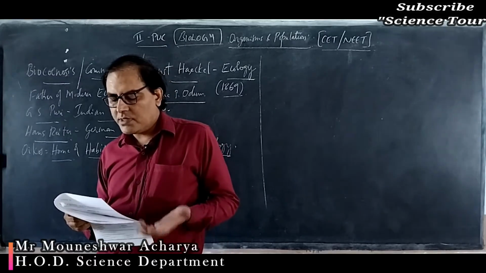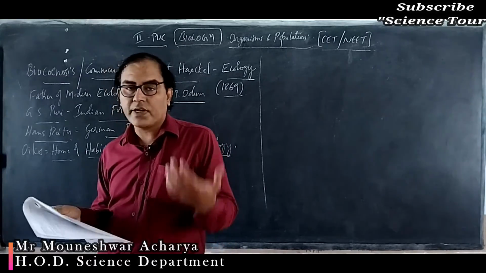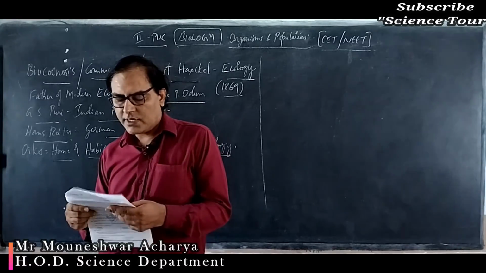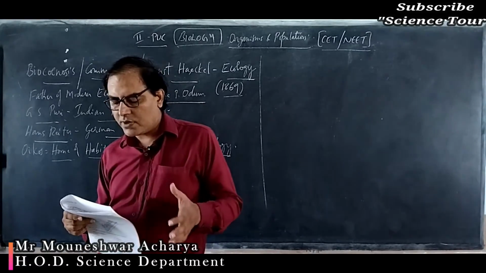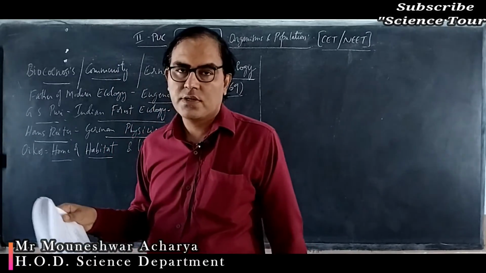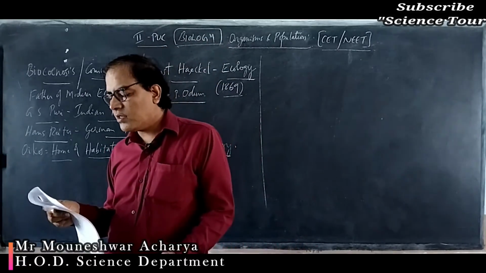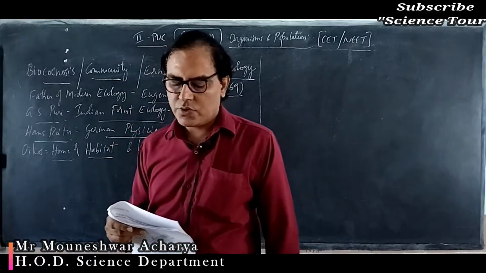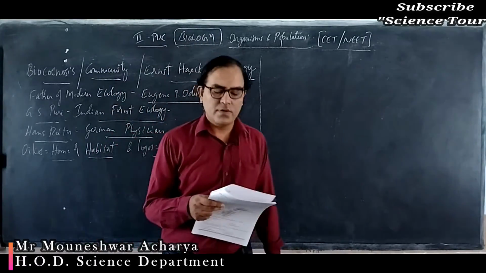See, population means they can interbreed and produce fertile offspring. Then they share a common gene pool. Then they share or compete for similar resources. And these are all the features of the members of the population. So the right option is option 4.